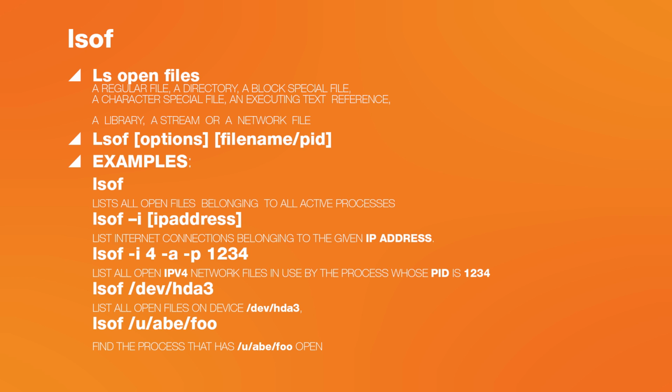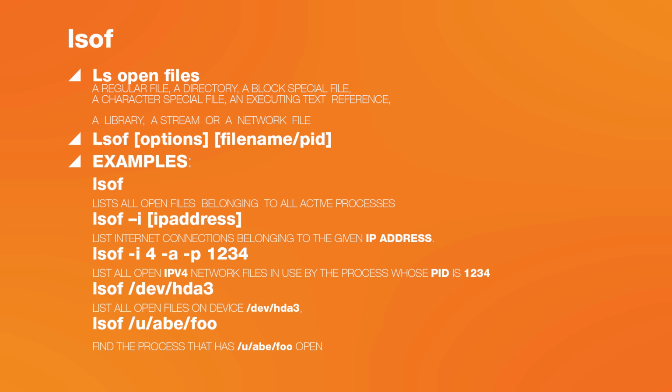RAM is a file named /dev/mem. A directory is a file, and even a keyboard maps to a file. So a file can be a regular file, a directory, a block special file, like a hard drive, a character device file, a library, or a stream network file connected to TCP ports. Here are some examples of lsof and what they show.